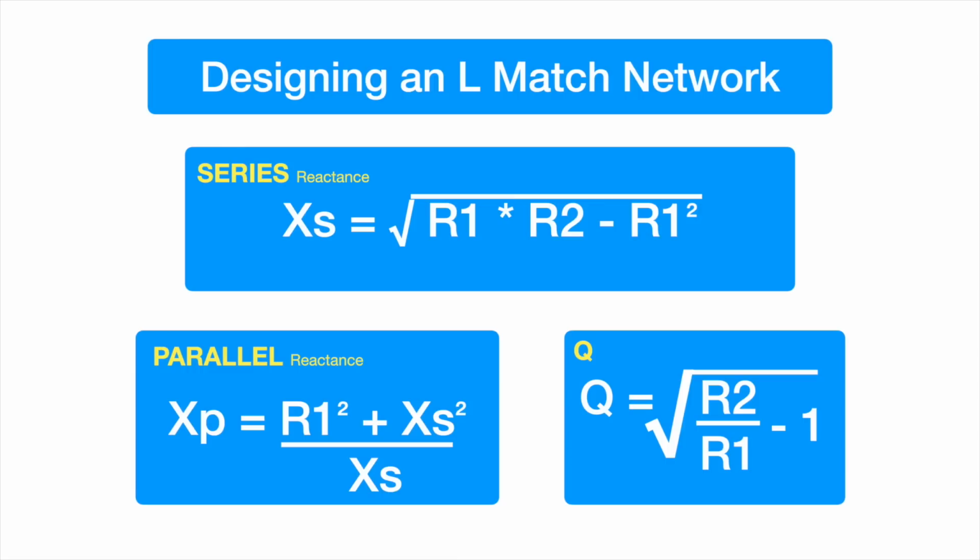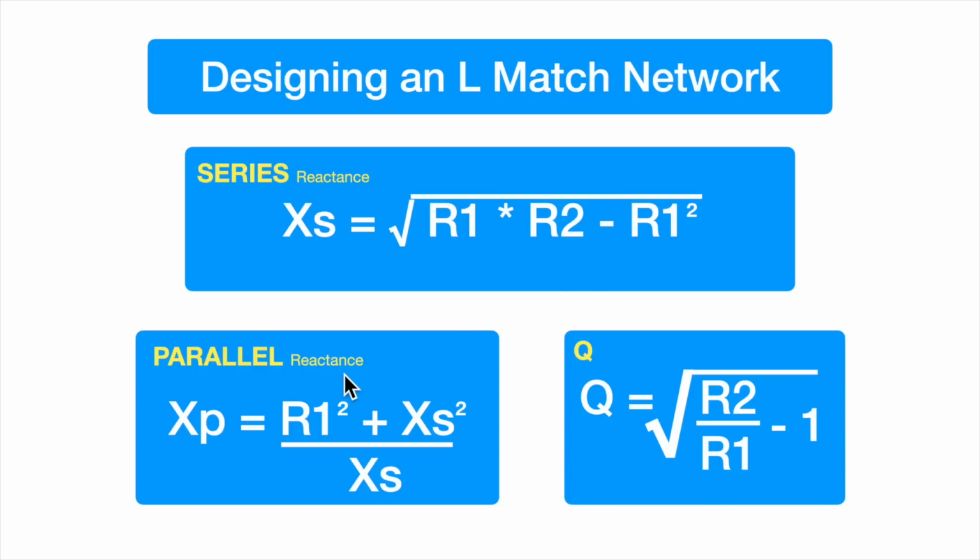Now, don't be upset by these formulas. They're not that bad, really. So you'll see here, you need to start with series, because series reactance is XS, and in order to calculate parallel reactance, you need that value of XS. So we always start with the series reactance. The series reactance is the square root of R1 times R2 minus R1 squared. And that will give us our series reactance.